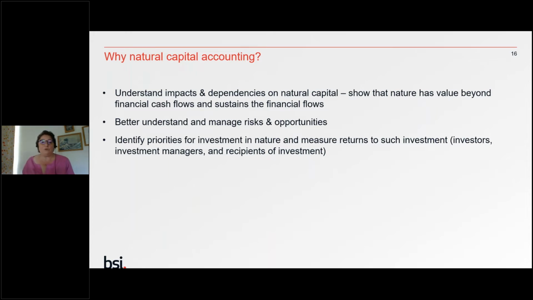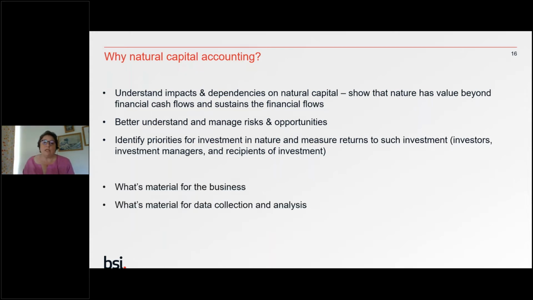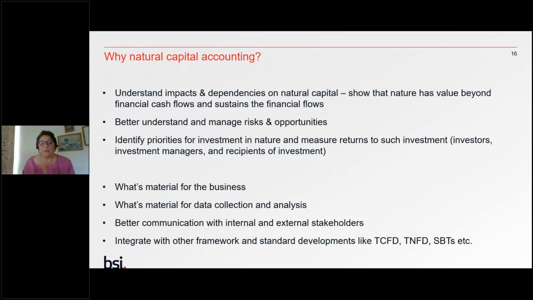But what we've learned over the preparation of the standard and the experience that went on before it is that organizations want to understand the impacts and dependencies on natural capital, because it could help them prepare better for the risks and opportunities ahead and make them not only more profitable but more resilient. It is also being used to identify priorities for investment in nature, natural capital, and making a business case to make that investment worthwhile.